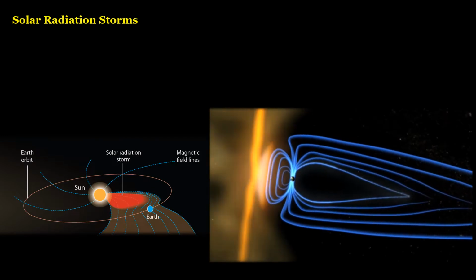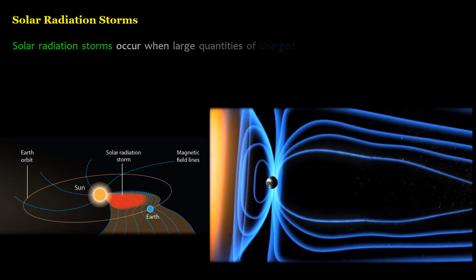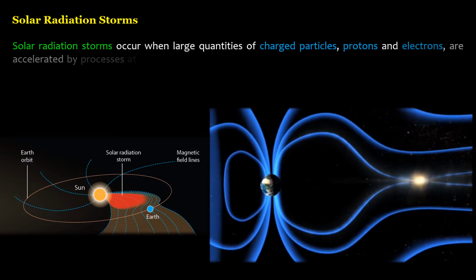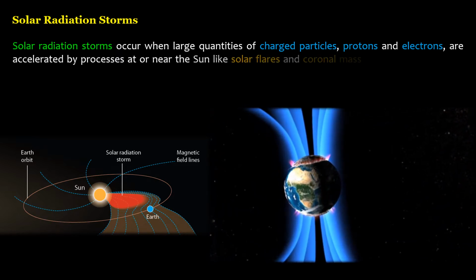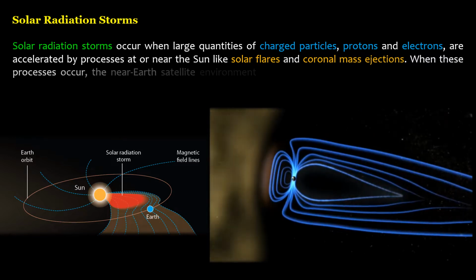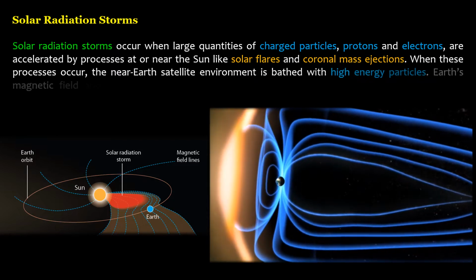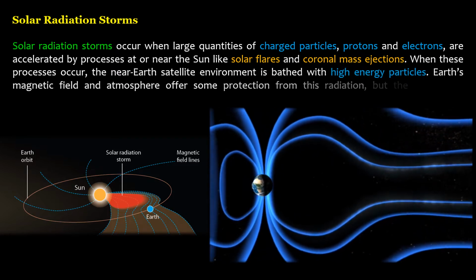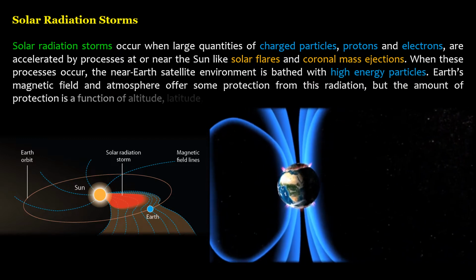Solar radiation storms. Solar radiation storms occur when large quantities of charged particles, protons and electrons, are accelerated by processes at or near the Sun like solar flares and coronal mass ejections. When these processes occur, the near-Earth satellite environment is bathed with high-energy particles. Earth's magnetic field and atmosphere offer some protection from this radiation, but the amount of protection is a function of altitude, latitude, and magnetic field strength.